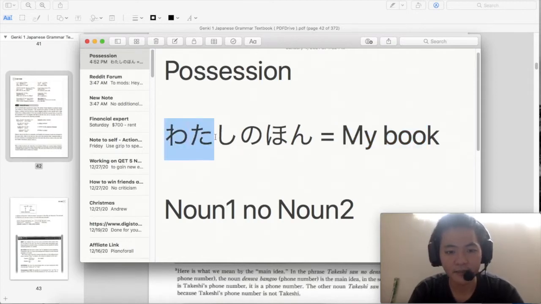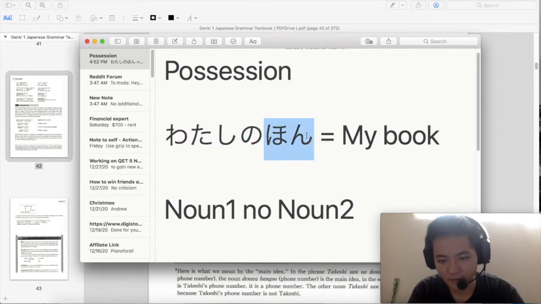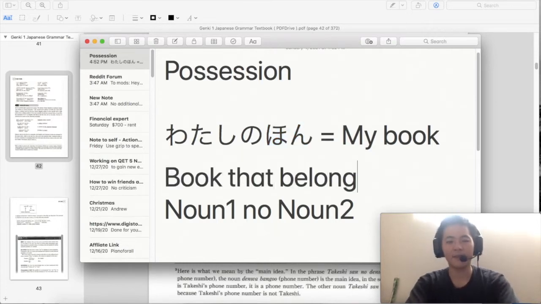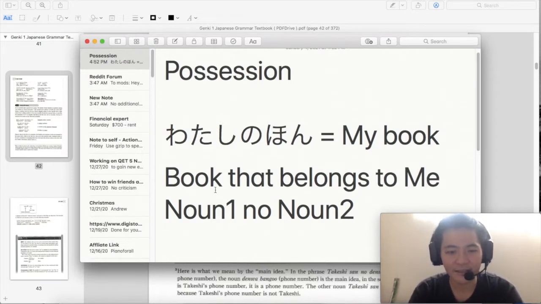Watashi, that's me. No. Hon. It's a book that belongs to me. As you can see, in English the noun is right here at the beginning, but in this part the noun is the second part. So it's a little bit backwards.